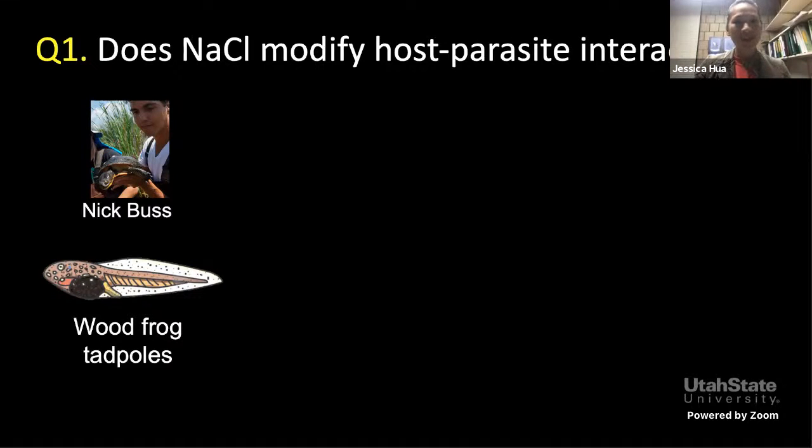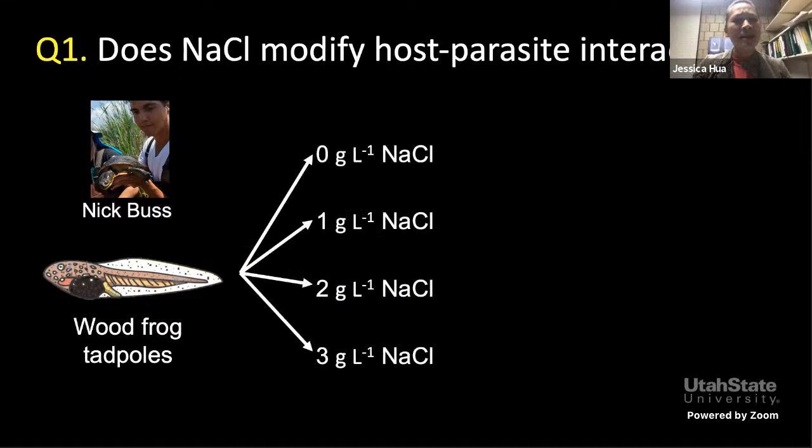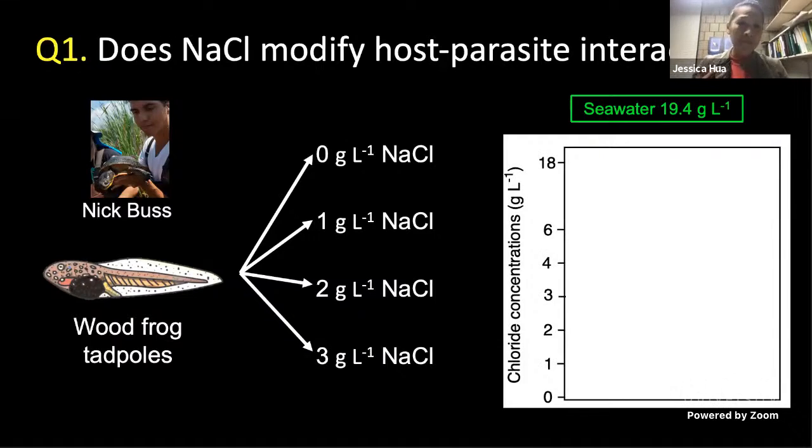So what Nick did to address this question is he exposed wood frog tadpoles to 4 different concentrations of sodium chloride. For reference, seawater is about 19.4 grams per liter. In aquatic ecosystems or in the literature, the highest concentration we found was about 18 grams per liter of chloride, and this was in runoff.